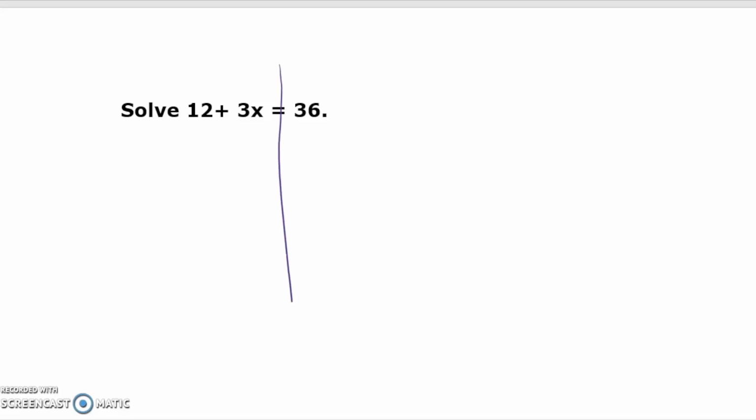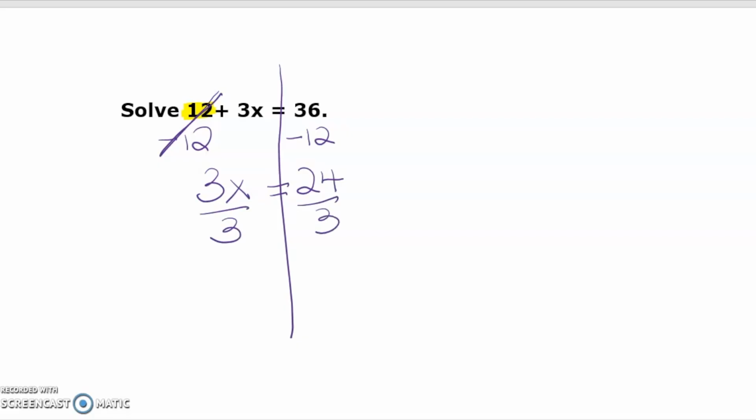Again, I'm going to draw my line. I see that I've got addition and multiplication, so I'm going to first get rid of that 12. The 12 is positive, so I'm going to subtract 12 on both sides. My 12s go away. 3x equals 24. Now I see multiplication. I'm going to do the opposite, which is division. I'm going to divide both sides by 3. My 3s cancel. And x equals 8.